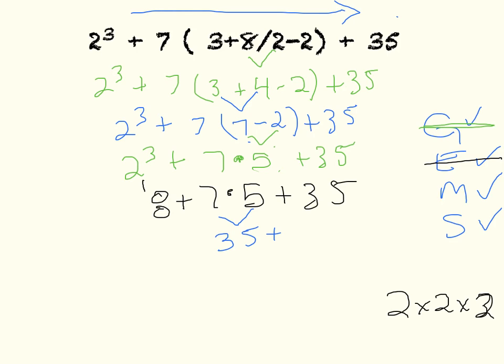And then I rewrite the rest of my problem. So now I have 8 plus 35 plus 35. And there's no more multiplication or division, so now I can cross out my M for multiplication or division. And lastly, I have subtraction or addition. And once again, I do it from left to right. And I can see that I have no subtraction, I've just got two additions.